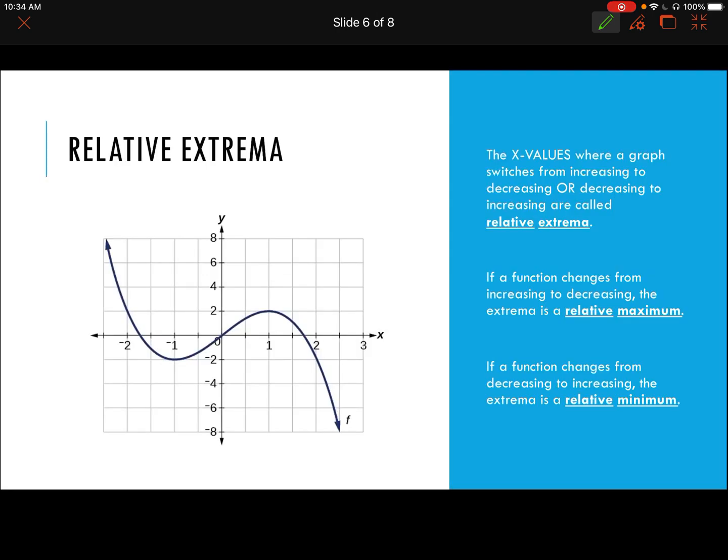So we also have a thing called relative extrema. And relative extrema are where the graph switches from either increasing to decreasing or decreasing to increasing.